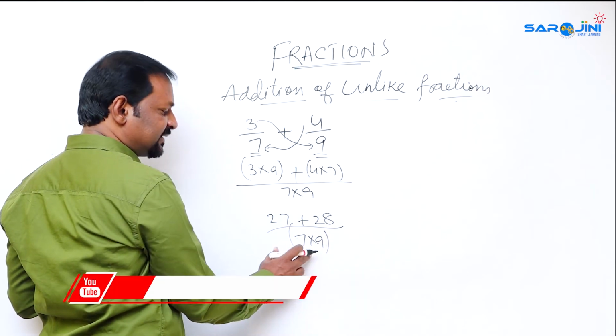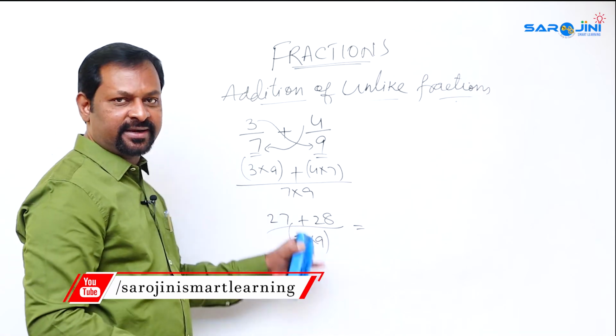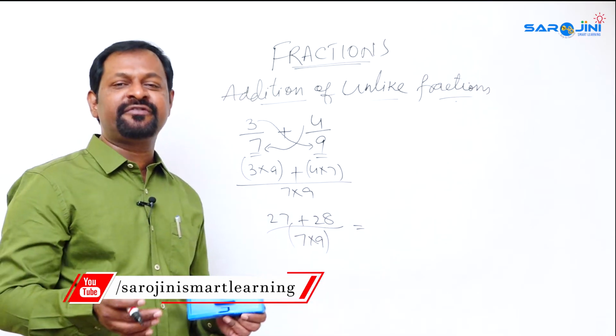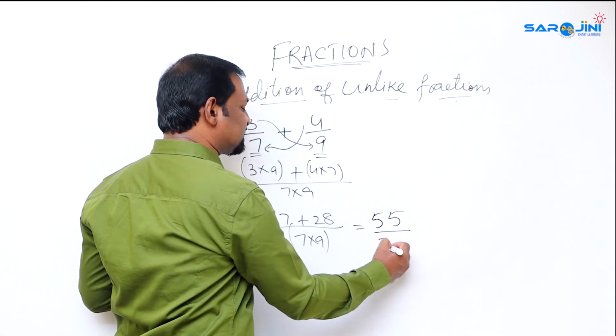So I am not calculating this. Just keep it like that. Here 27 plus 28, what? 20 plus 20, 40. 7 plus 8, 15. 40 plus 15, 55. So 55 by 7 into 9.